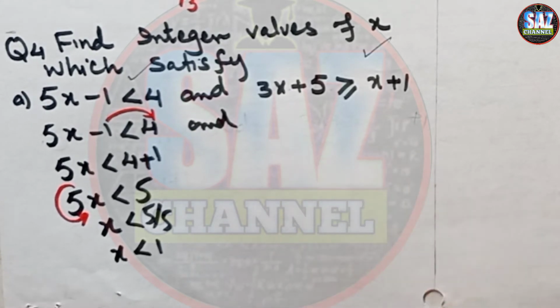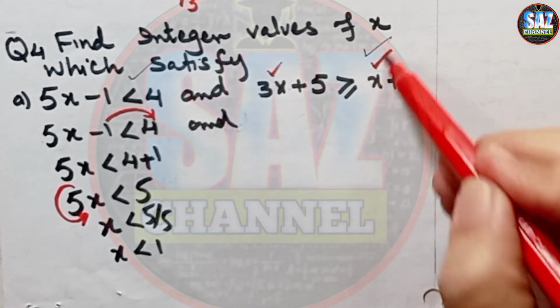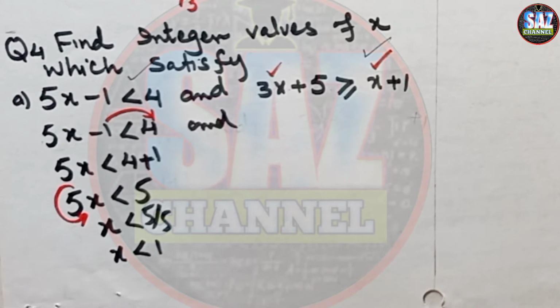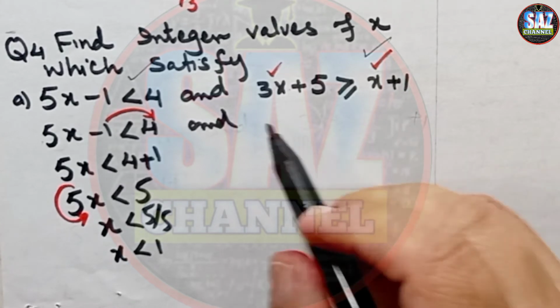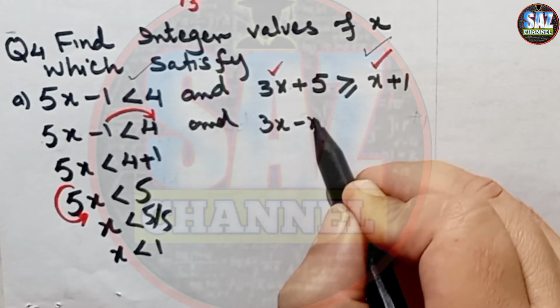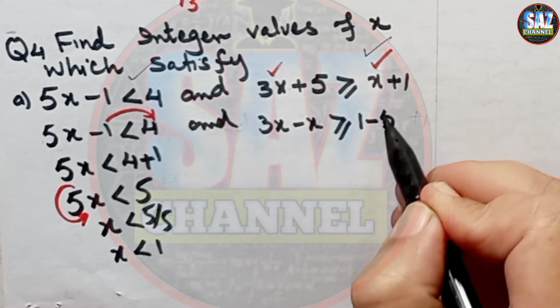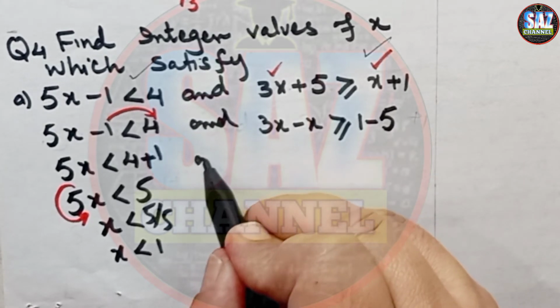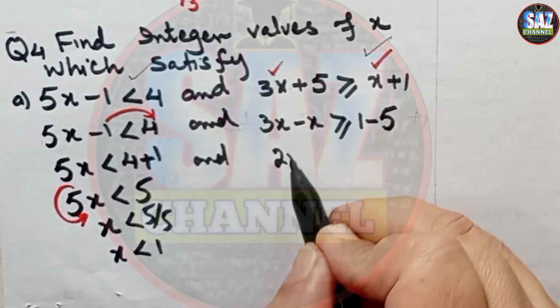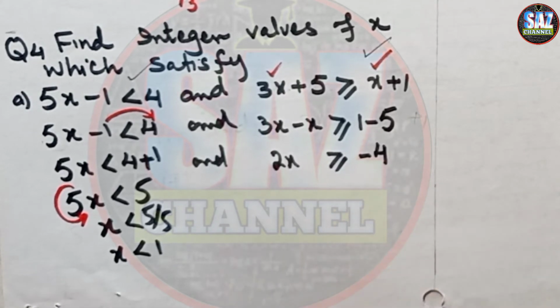And now, if you look at the question carefully, we can see that the letter that we want to make the subject of formula is on both sides. So it's better to shift all like terms on the same side. 3x minus x will be greater than or equal to 1 minus 5. Now, 2x is greater than or equal to 1 minus 5, which is minus 4.